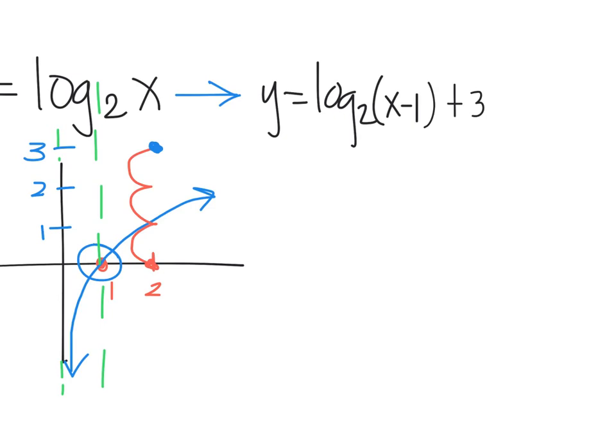So we have to recreate the graph following the points and the asymptote. So, here it is. Our x has now moved to 3. Got it?